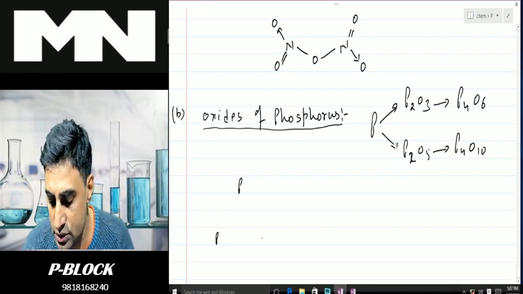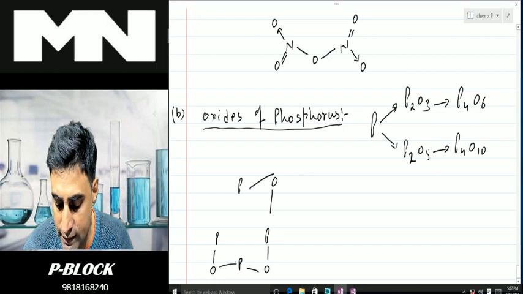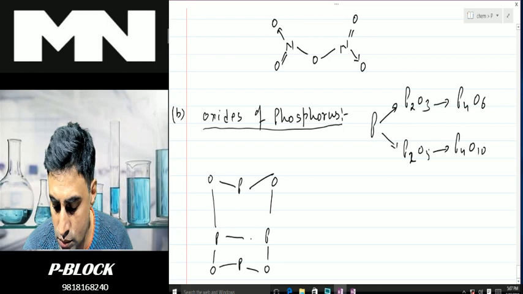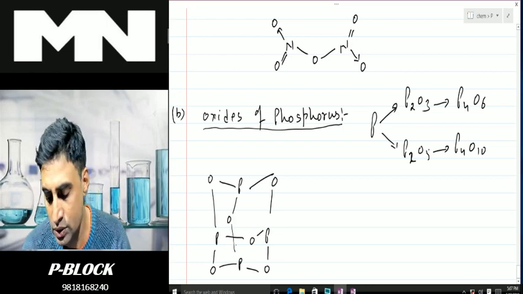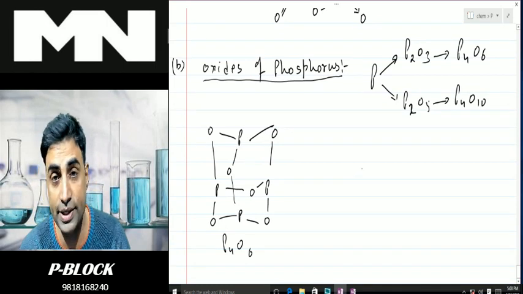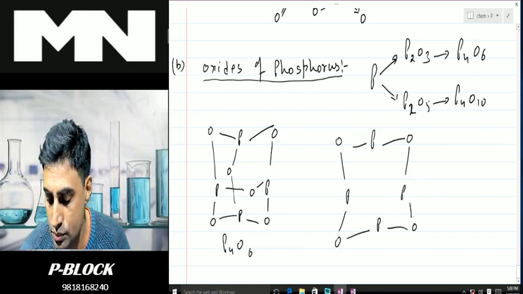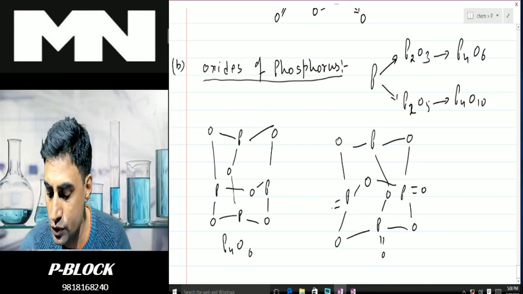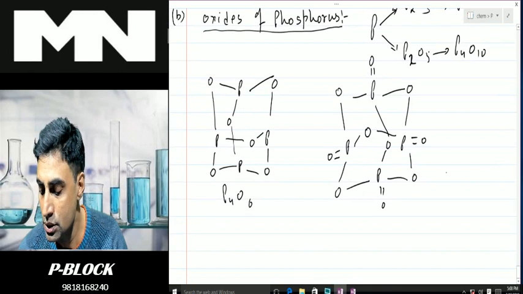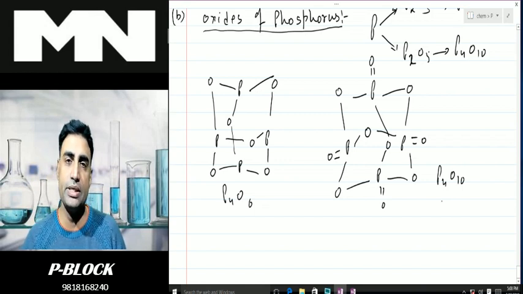So let us have a look at the structure of these oxides. Now suppose here you have phosphorus, then it is attached to oxygen like this. We call it cage-like structure. So this is P4O6. Likewise, if I talk about pentoxide, the structure is like this. Here phosphorus is exhibiting +5 oxidation state. So this is P4O10.